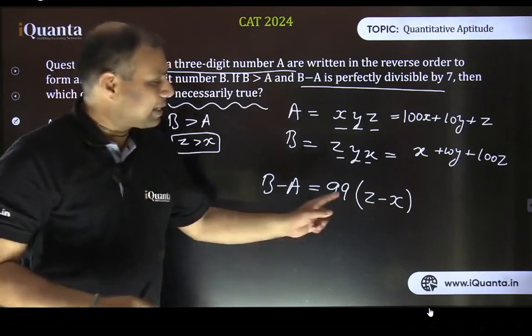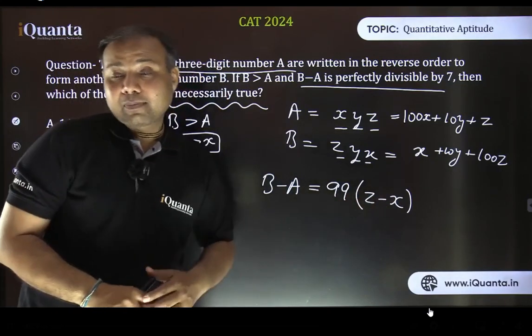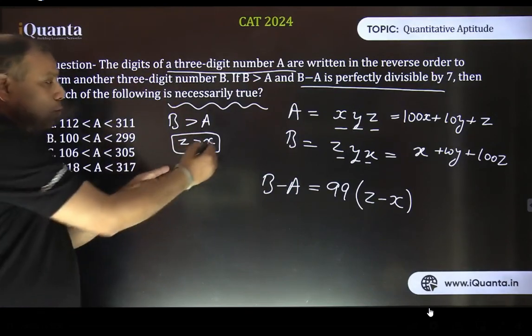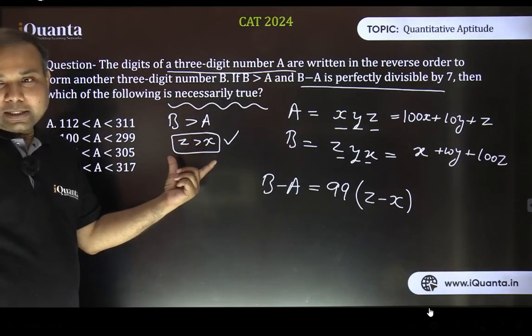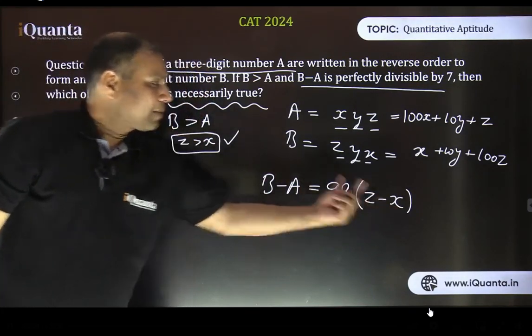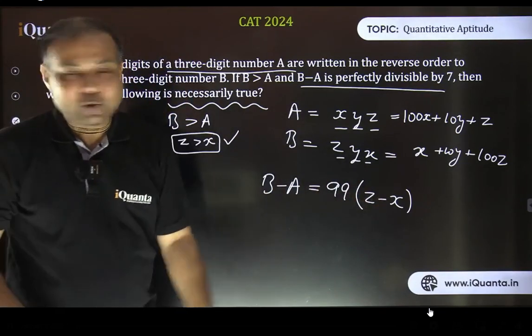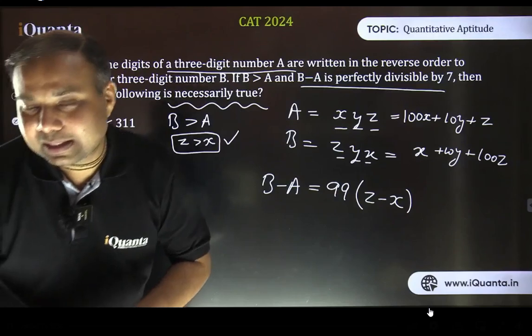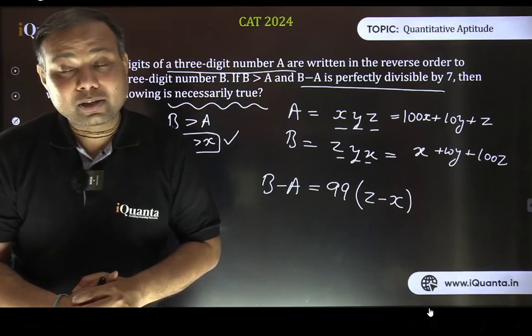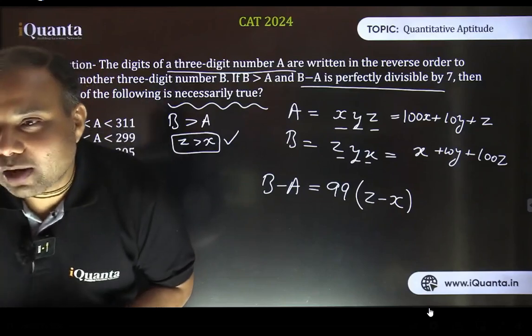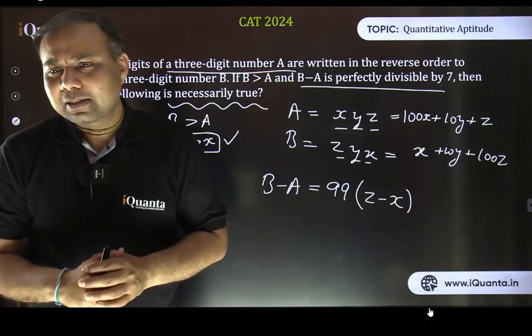Now what do we know about Z and X? They both are single digit numbers, and also we know that Z is more than X. Now can you tell me the value of Z minus X so that Z is more than X also, and this difference is divisible by 7 also? What can its value be? Okay, Chintan is saying 9 and 2, good. Anything else, Chintan? 8 and 1 as well. Nakshatra says 1 and 8, 2 and 9. Exactly, that's true.